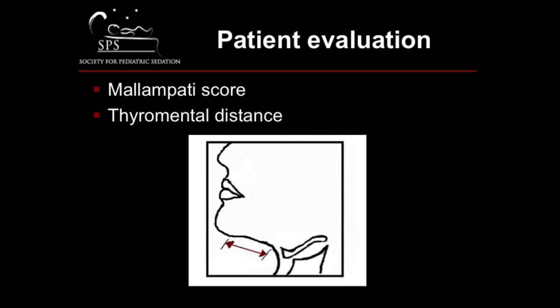Take a moment and check this on yourself. Obviously, this distance has to be modified and somewhat ballparked for younger children, but ideally, we should be able to get 3 of our finger widths between the thyroid cartilage and the tip of the chin, down to younger school-age children, and 2 finger widths, even in many infants. Again, the space reflects the ability to open and view the airway if required.